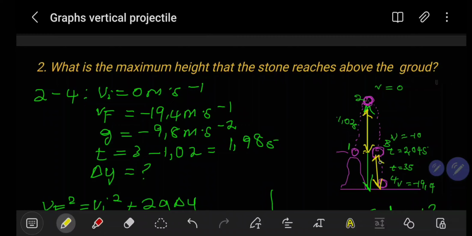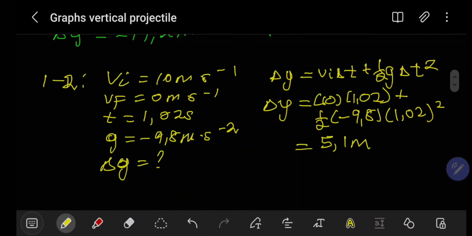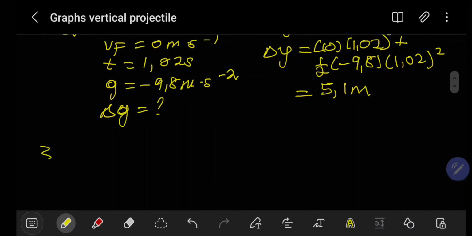Then we have to calculate the displacement from point 3 to point number 4. So when we look at point 3 to point number 4, we know the velocity there, the initial velocity, and the final velocity.